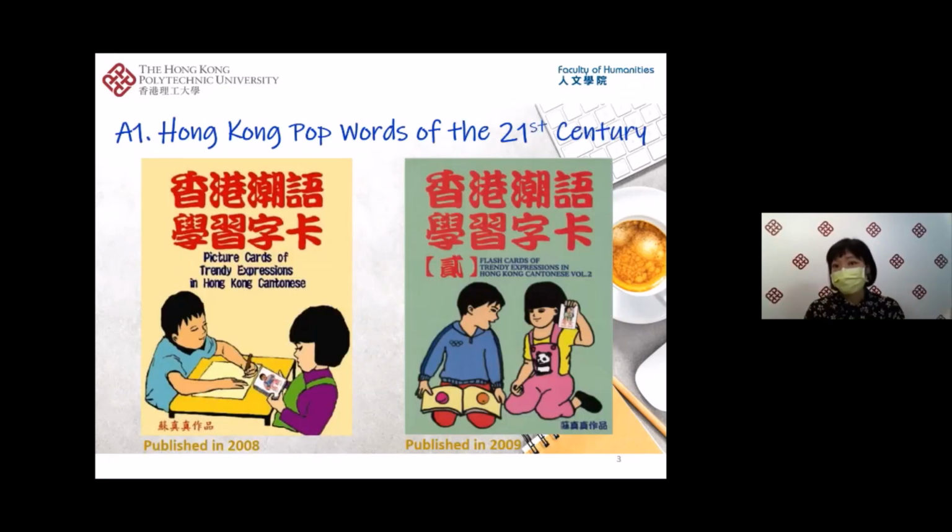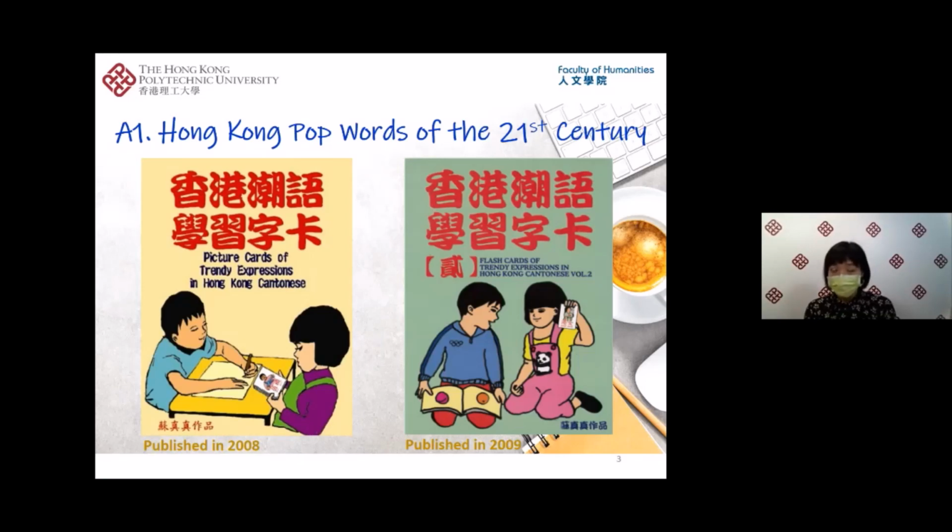So first of all, let's talk about Hong Kong local Cantonese fashionable expressions. Have you seen these two images before? Actually these two images are the two boxes of picture cards, as you can see on the screen. Picture cards or flashcards of trend expressions of Hong Kong Cantonese. Now, I particularly would like to invite you to notice the years of release of these two boxes of cards. The first one was released in 2008, and the second one on the right in green was released in 2009. I'd like you to remember these two years, and we're going to get back to them afterwards.